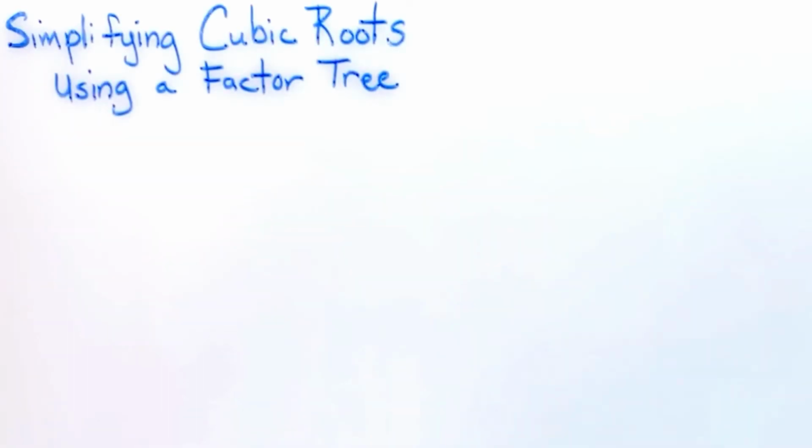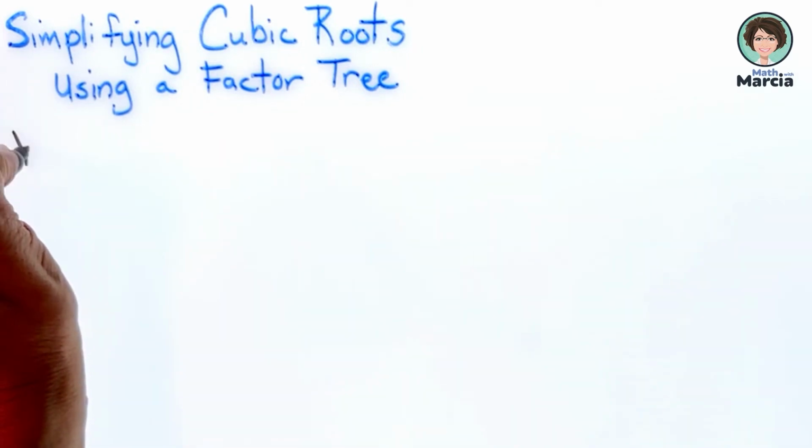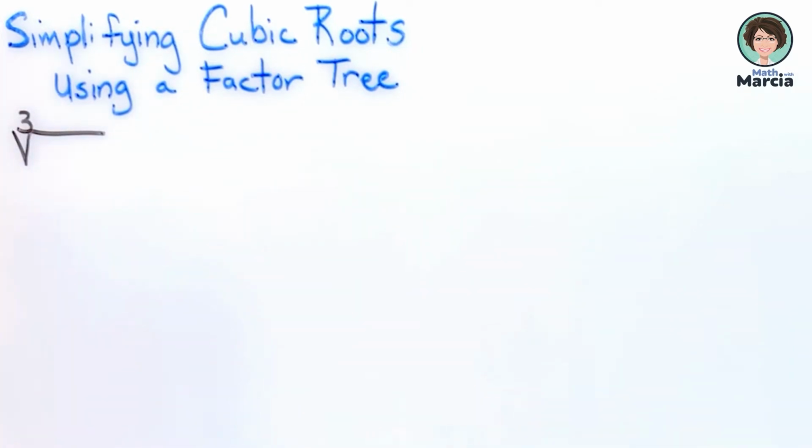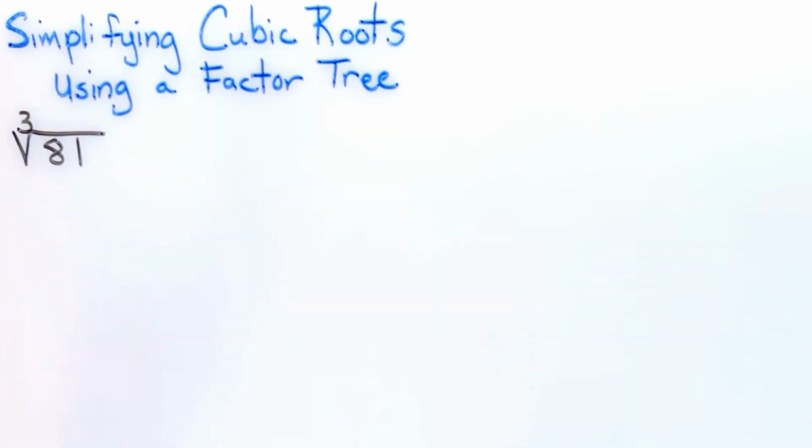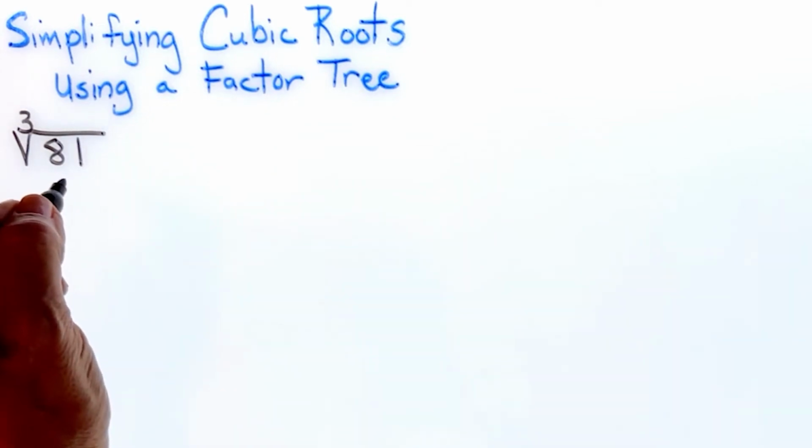In this lesson, we're going to be simplifying cubic roots using a factor tree. Remember, a cubic root will always have an index number of a 3, which means we have to have 3 identical factors in order to be able to simplify it or take it out of the cubic root symbol. So we're going to use a factor tree because the cubic roots are not something that I remember a lot.